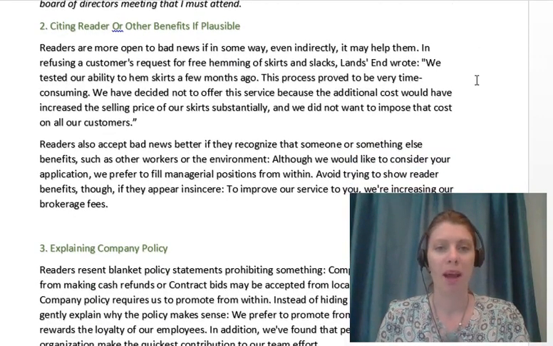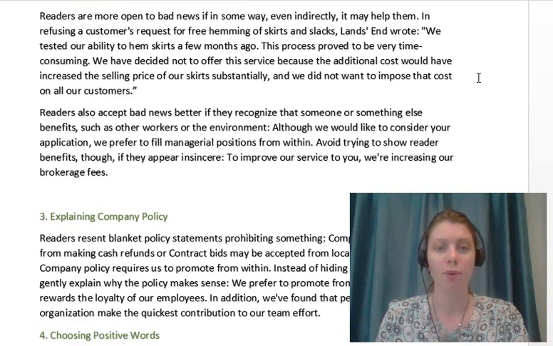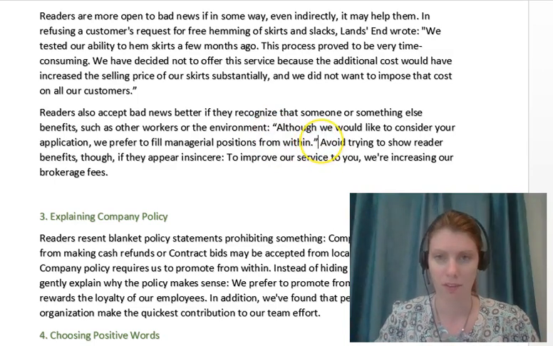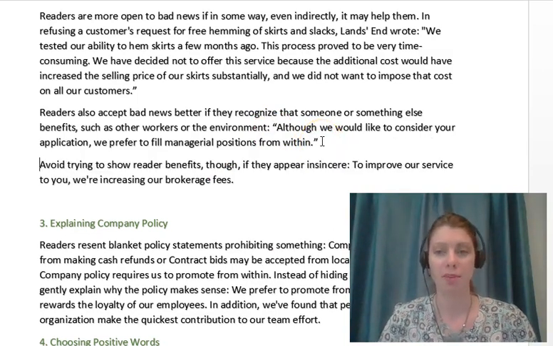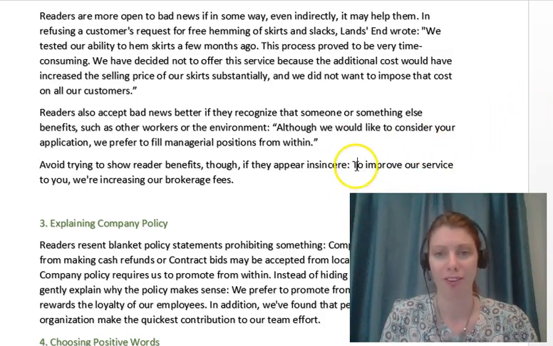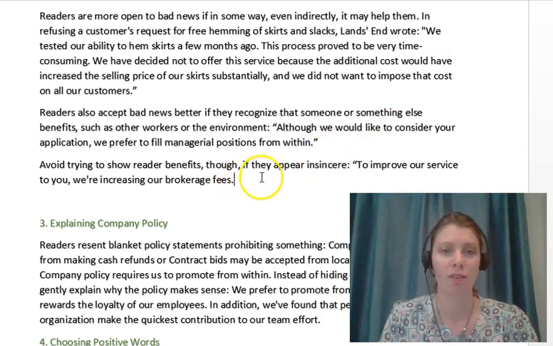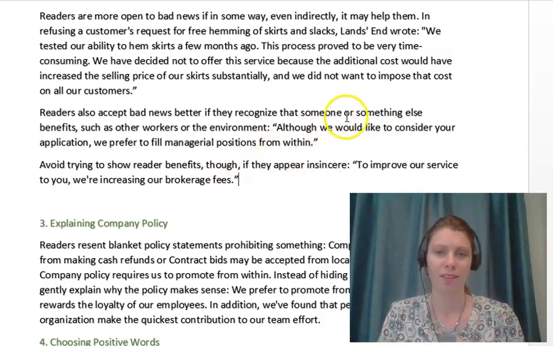Readers will also accept bad news better if they recognize that someone or something else will benefit, such as other workers or the environment. So you might say something like, although we would like to consider your application, we prefer to fill managerial positions from within. So people might accept this a little easier, knowing that, well, okay, somebody else got the job. Avoid trying to show reader benefits, though, if they appear insincere. Something like, to improve our service to you, we're increasing our brokerage fees. Like, come on, who wants to hear that?